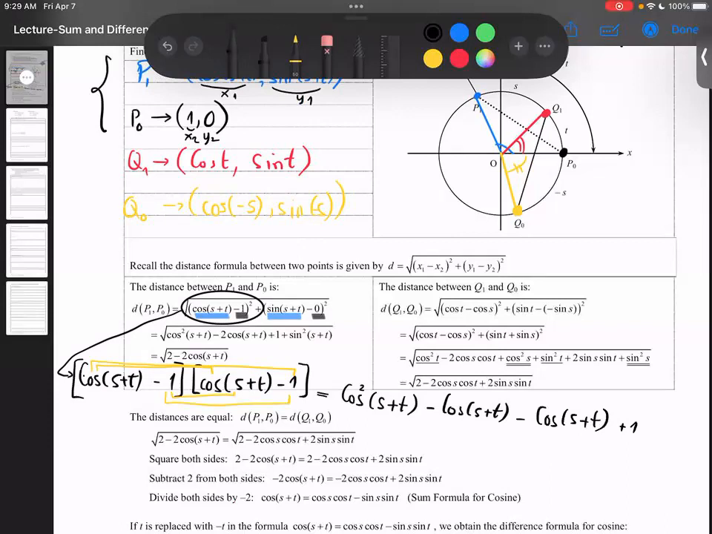Is there anything that I can simplify? Is there any term that I can combine? Those 2, they have a coefficient of negative 1, right? So negative 1 becomes negative 2. And then cosine square s plus t is this term. And then bring the 1 up here. Remember this one, we talked about that one.